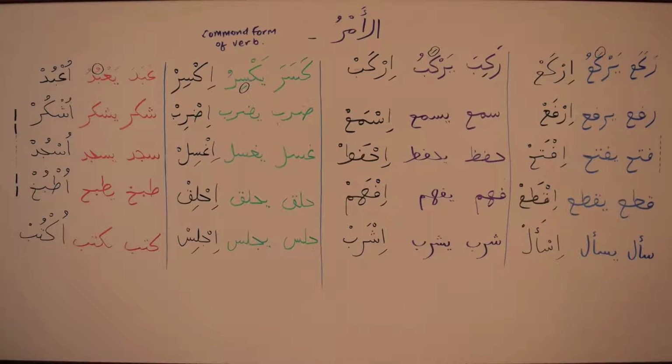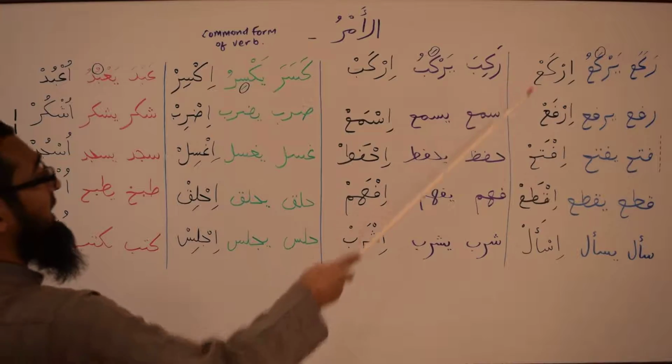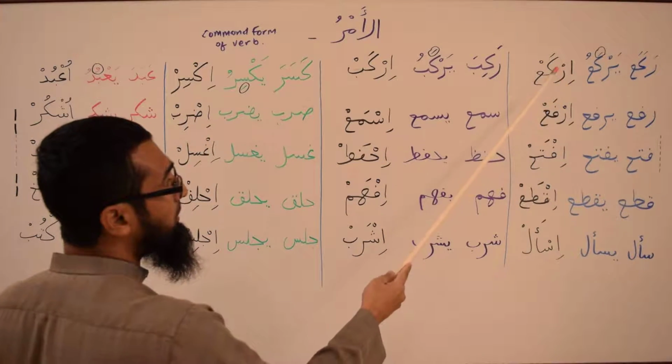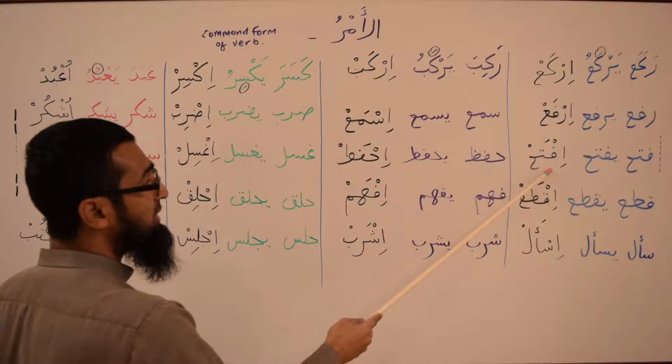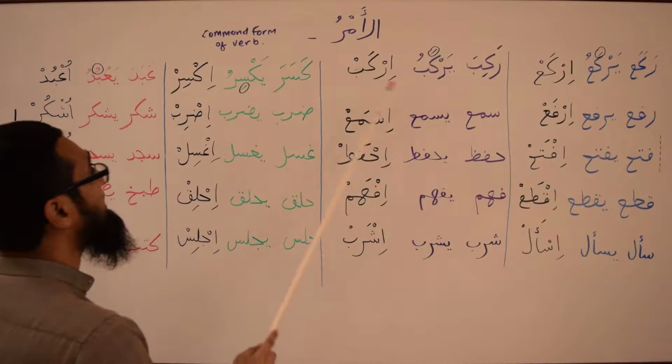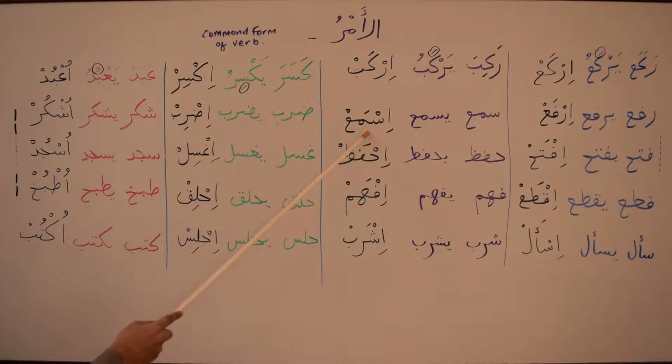So these are all command form verbs in black. Irka, which means make ruku or bow. Irfa, raise. Iftah, open. Iqta, cut. Is'al, ask. Irkab, ride. Isma', listen. Ihfad, memorize. Ifham, understand. Ishrab, drink.